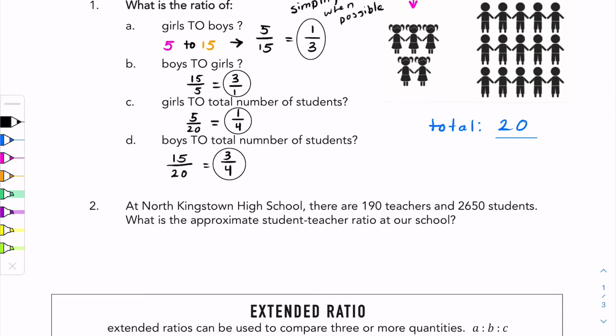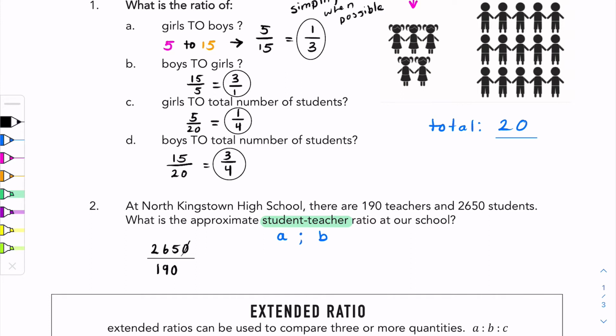Number 2 says, at North Kingstown High School, there were 190 teachers and 2,650 students. What is an approximate student-to-teacher ratio at our school? If I look at the statement here, it's student to teacher. So that would be a to b. That means we want the student value first, the teacher value second. I'm going to write my ratio as 2,650 divided by 190. That's 2,650 students to 190 teachers.